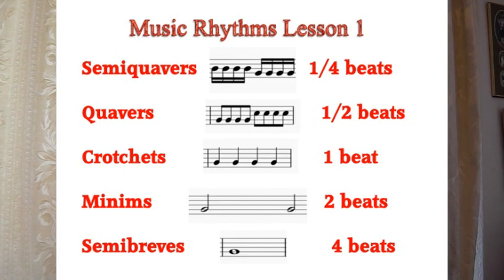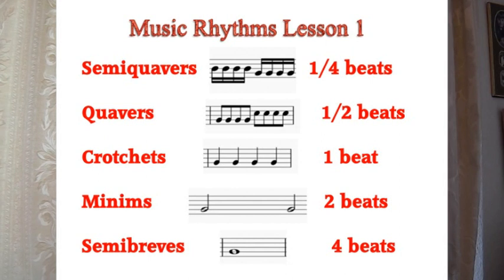At the top of the page there, we've got our semi-quavers, which are our quarter beat notes, and they've got that double line across the top. Then underneath, we've got our quavers, and they are half beat notes with a single line across the top. Third one down are the crotchets, and they are single beat notes. So each crotchet is worth 1 beat.